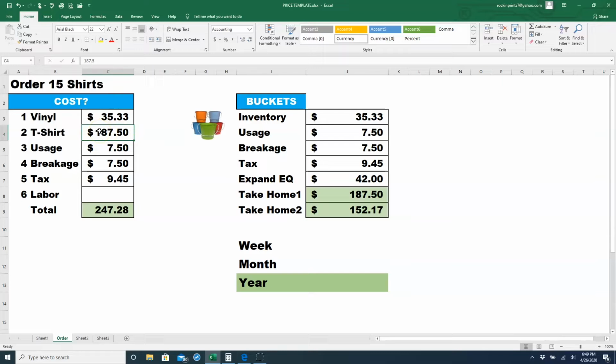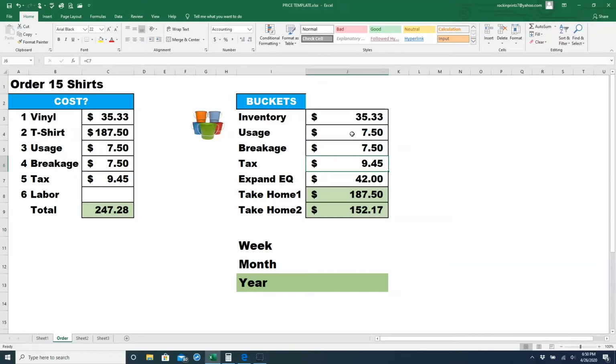So we're going to determine how much we're going to end up with for ourselves. So we're going to break it down in these buckets. Once you receive this money, you're going to want to drop $35.33 back into your inventory for replenishment. Your usage, you want to make sure that you're paying yourself back for depreciation. So $7.50. Breakage, $7.50. And if you didn't break nothing, then you can add that back into your usage.